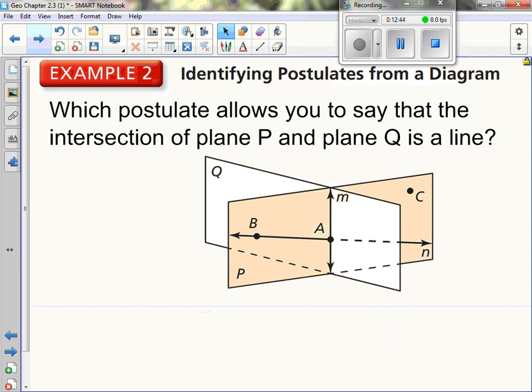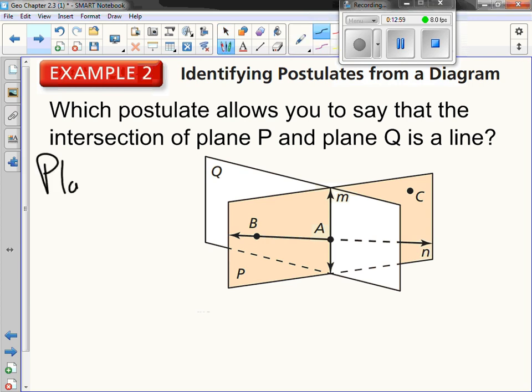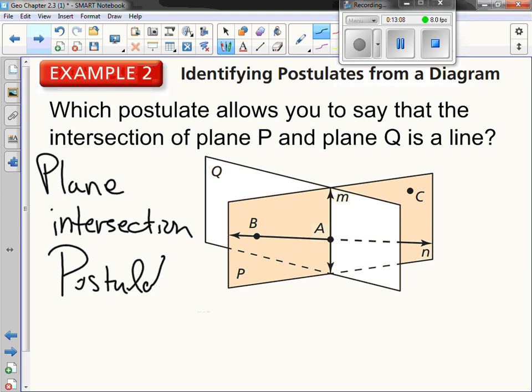Okay. Which postulate allows you to say the intersection of plane P and plane Q is a line? Plane intersection postulate, because the plane intersection postulate states that if any 2 planes intersect, they intersect at a line. And that line here would be line M, little m. That's it.